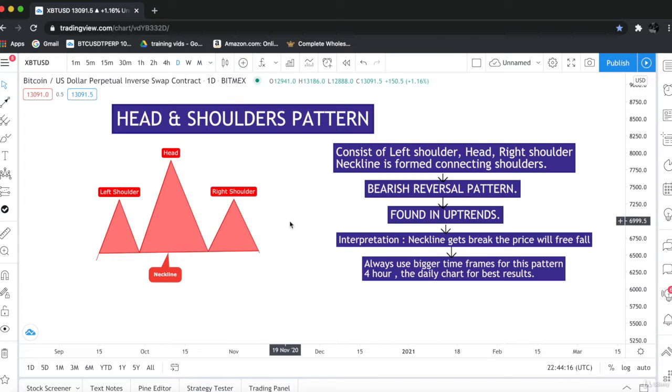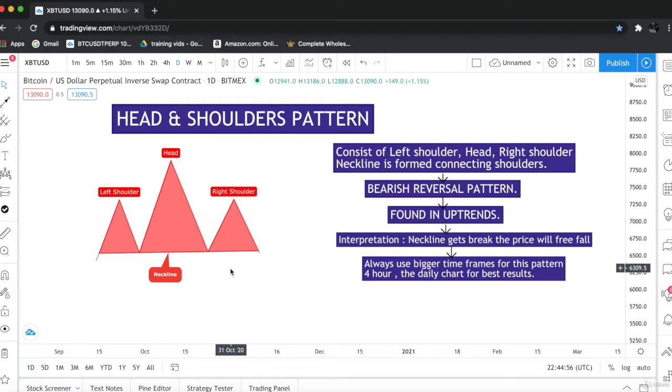The head and shoulder pattern is a bearish reversal pattern which is found only in uptrends. Head and shoulder is a very strong bearish pattern, so this is something which we need to look for on the charts. The interpretation of the head and shoulder pattern is that when the neckline, which I have labeled here on the chart, gets broken, the price will fall very fast.